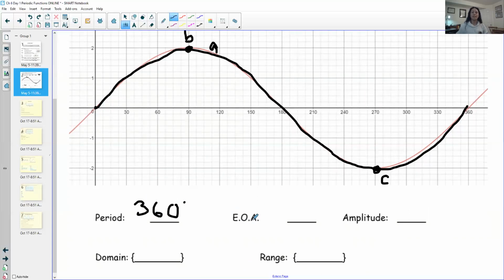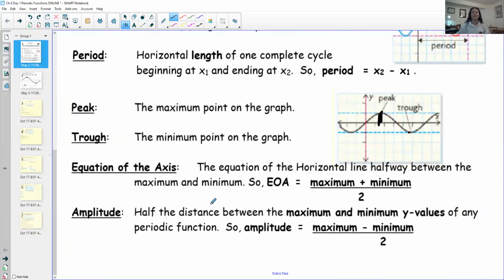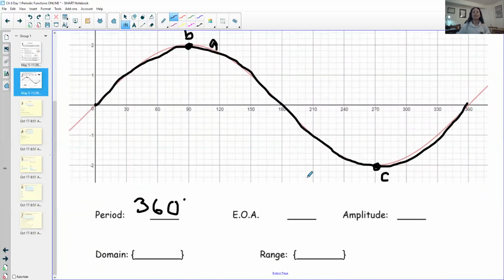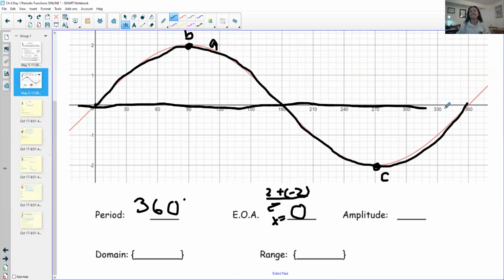Our equation of the axis. So I'm going to take the peak or the maximum, I'm going to add it to the minimum, and I'm going to divide by 2. So let's just go back here. Okay, maximum plus minimum, divide by 2. So my maximum was 2. I'm going to add -2. You guys know that when you add a negative number, you're really subtracting. And then divide by 2, you should get 0. So our equation of the axis happens at x equals 0. Okay, and that's right here. So when x equals 0, we actually end up on our x-axis in this case, and there it is.